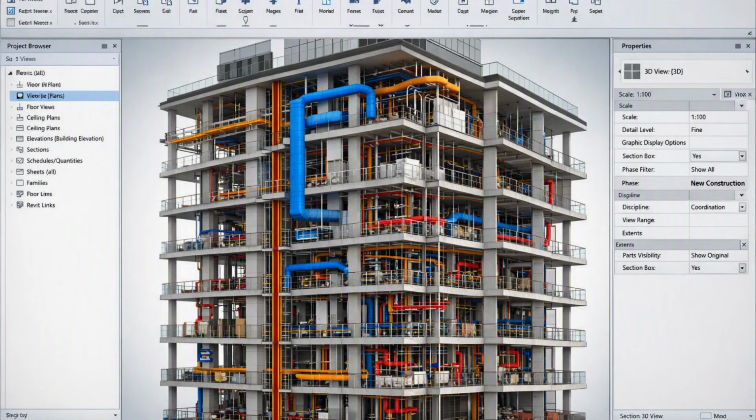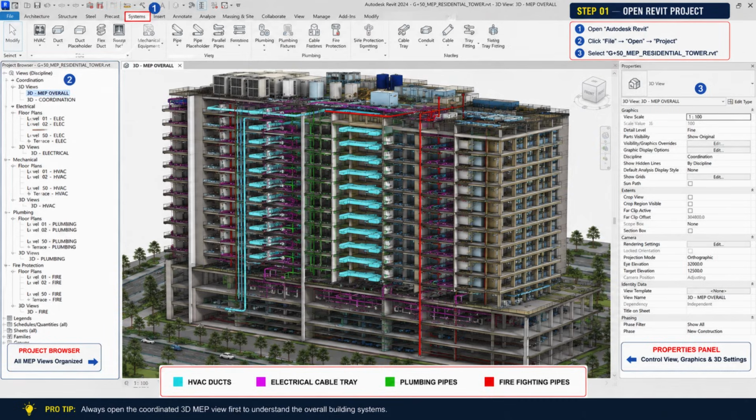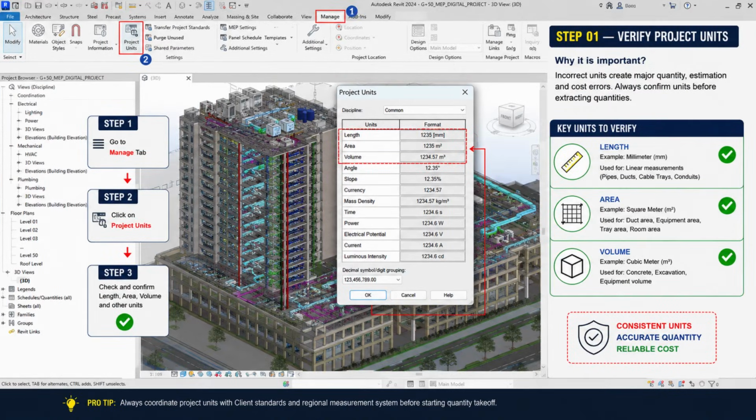Let's begin with Revit. Open the G+50 MEP project. Before transferring any information to CostX, our first responsibility is to make sure that the BIM model contains reliable and structured information. The first technical check is project units. Go to Manage, then Project Units. Confirm that the project uses the required measurement standards. Unit consistency is extremely important because an incorrect unit conversion can create significant quantity and cost error.